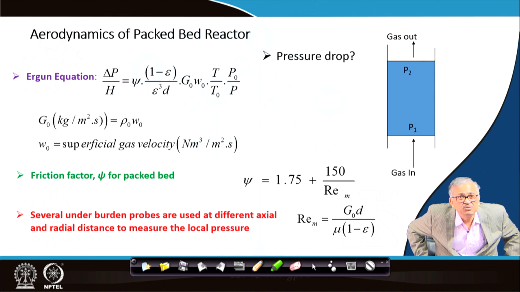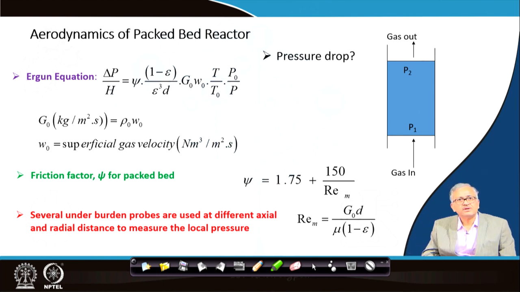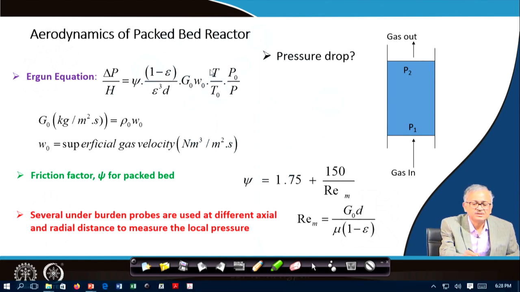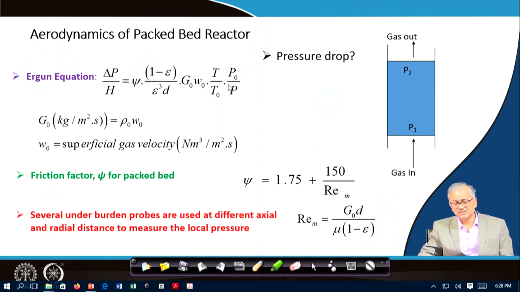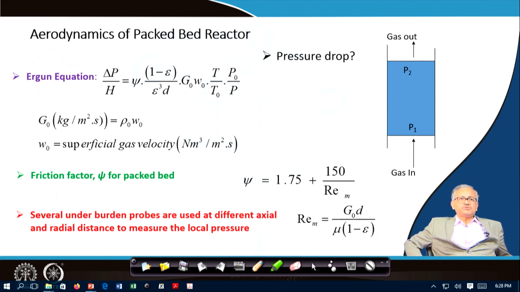So by knowing the superficial gas velocity, you can calculate the mass flow rate. And there is a temperature and pressure term here, which is basically the correction for the volume of the gas inside the blast furnace, right? Because W0 is in normal meter cube, inside the blast furnace the volume will change, so that is taken care of by T by T0 and P0 by P. So this is the very well known equation called the Ergun equation, using which you can calculate the pressure drop in the blast furnace.